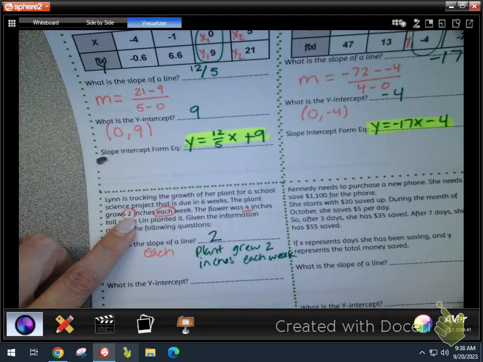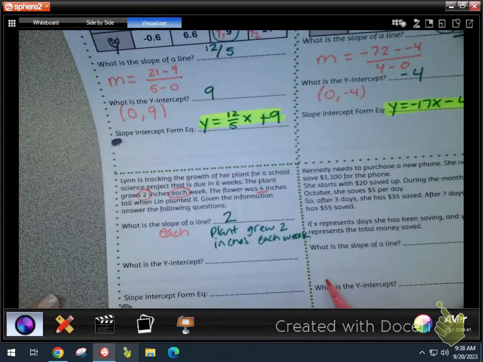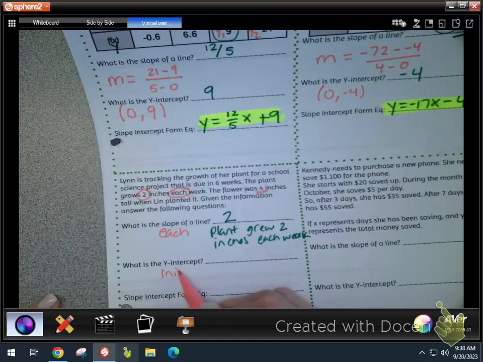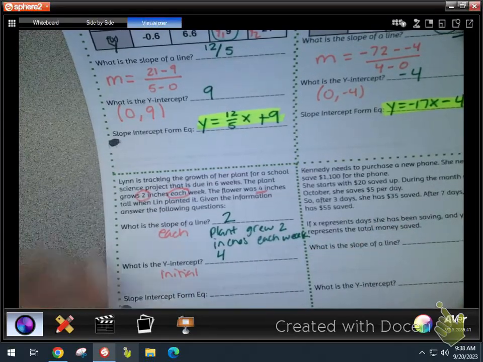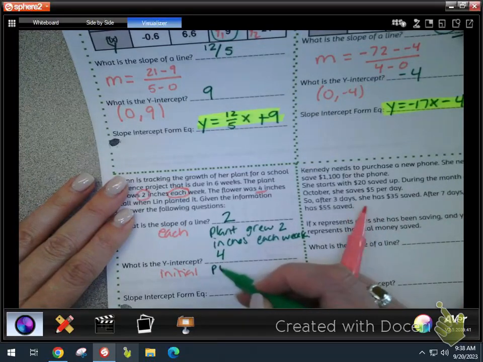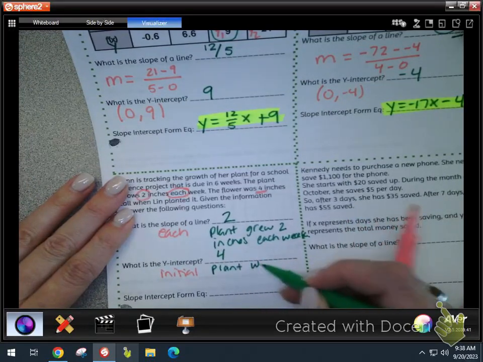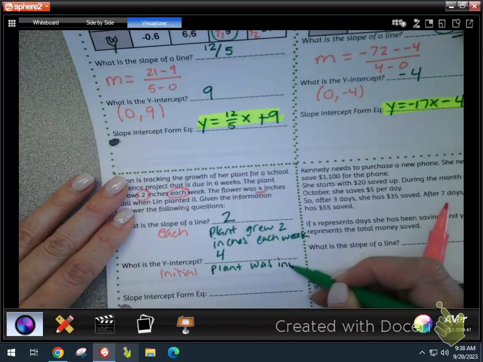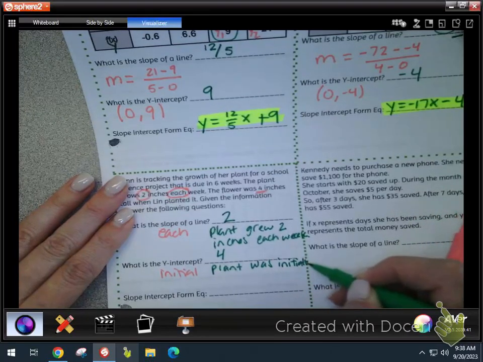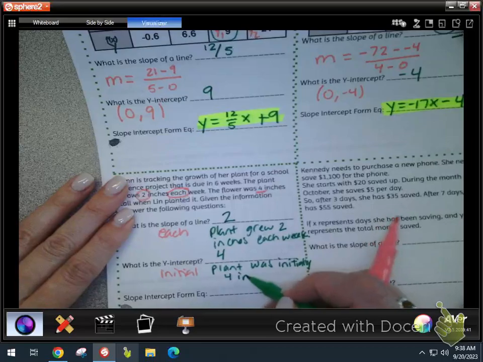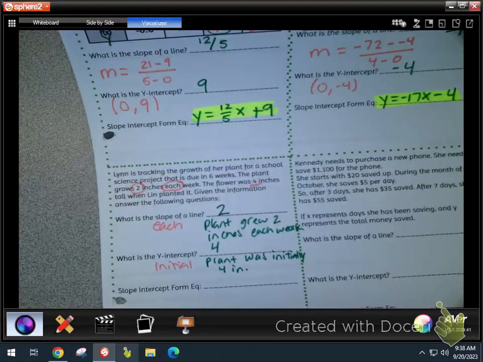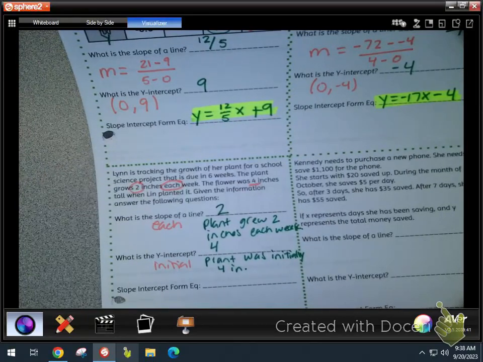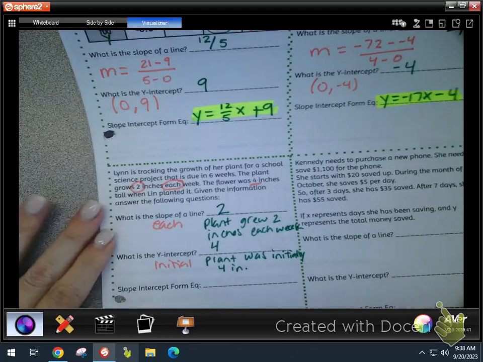Okay, what is the y-intercept? The initial height, which was 4. So what does it mean? The plant was initially how tall? 4 inches. So we've got to be able to grab those numbers and use our key words and interpret which one goes with which. So how do I write an equation for that?